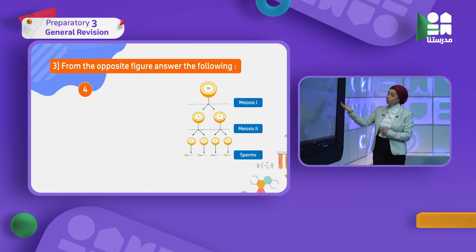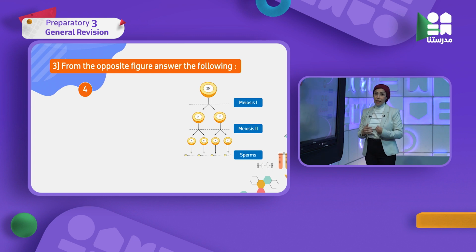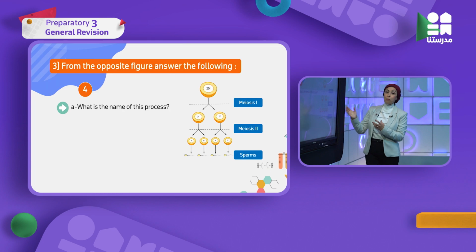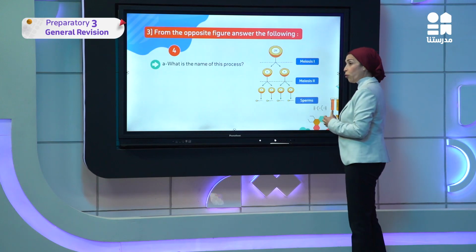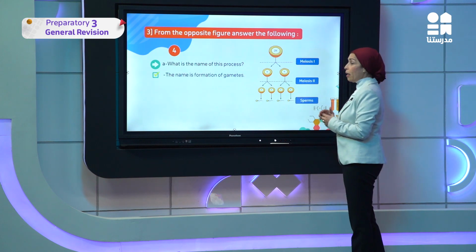Next one, I have this figure and you're going to ask me some questions about this figure. What is the name of this process? كلنا عارفين ال process دي اسمها ايه؟ It's formation of gametes, or the first step in the meiosis division, it is formation of gametes.